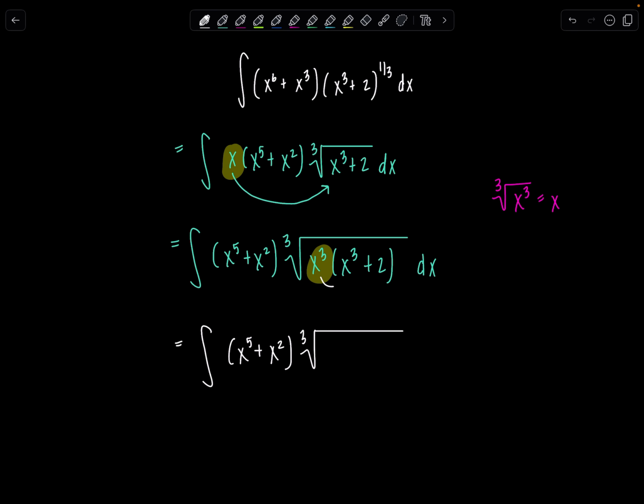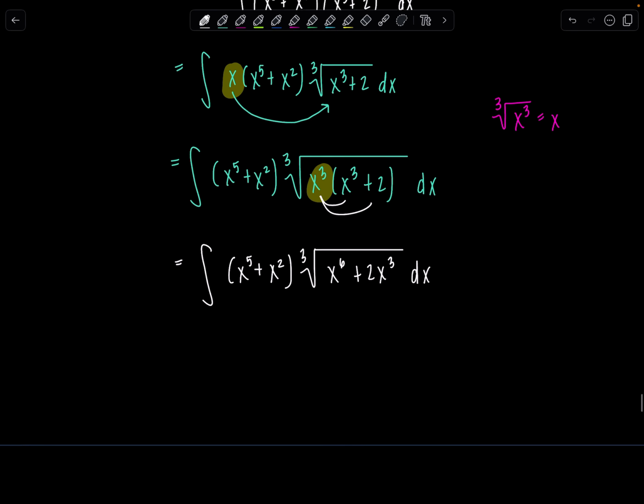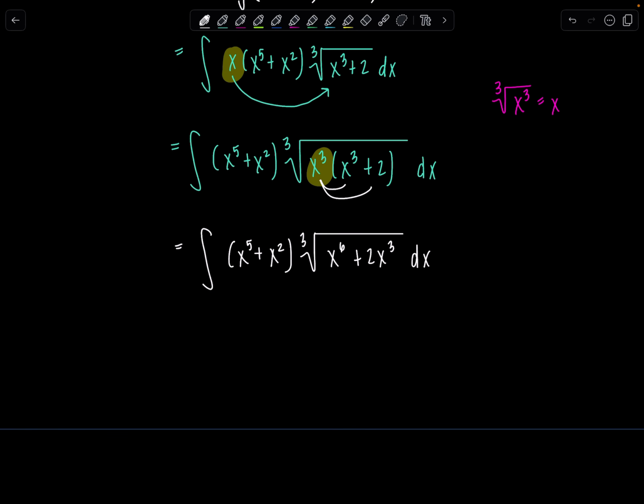And then I have the cube root. Let's distribute underneath the radical. This is x to the sixth plus 2x cubed dx. All right. Now things will work out all too beautifully for us to do a u-substitution. If you notice, somebody obviously sat here and made sure things would work out very lovely. If I let everything underneath that radical, so x to the sixth plus 2x cubed, be u, then in the next step, I'm going to find du, which would be 6x to the fifth plus 6x squared dx.